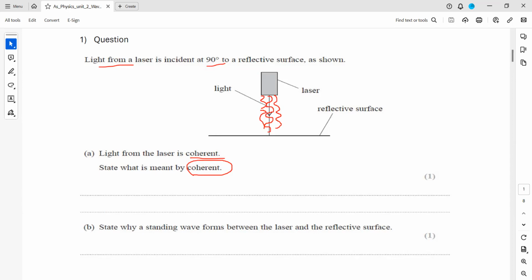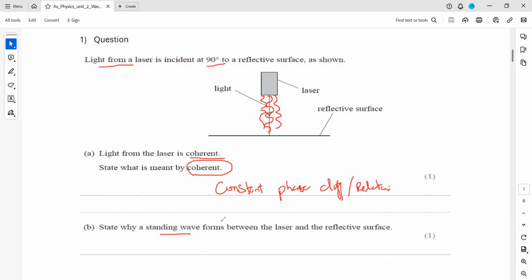So how do we define a coherent source? The coherent source means the source which is having a constant phase relation or phase difference, you can say. That is known as coherent.